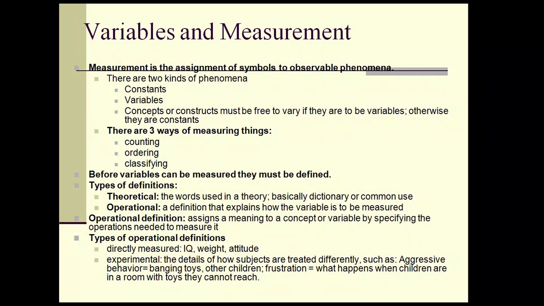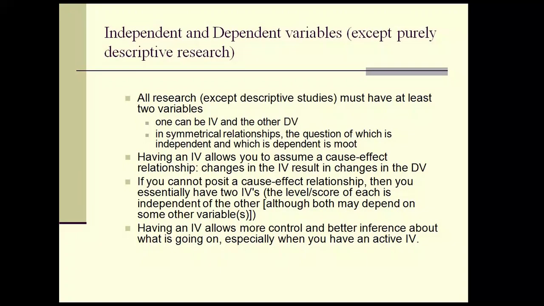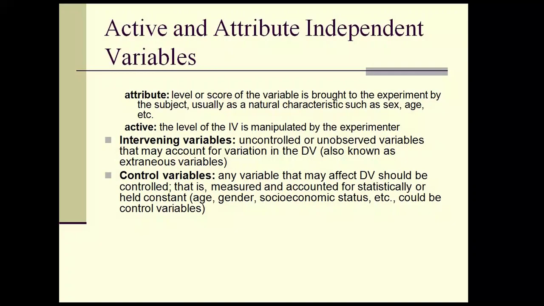Measurement is the assignment of symbols to observable phenomena. There are two kinds of phenomena, constants and variables. Concepts or constructs must be free to vary if they are to be variables, otherwise they are constants. There are three ways of measuring things. One is counting, second one is ordering, third one is classifying.